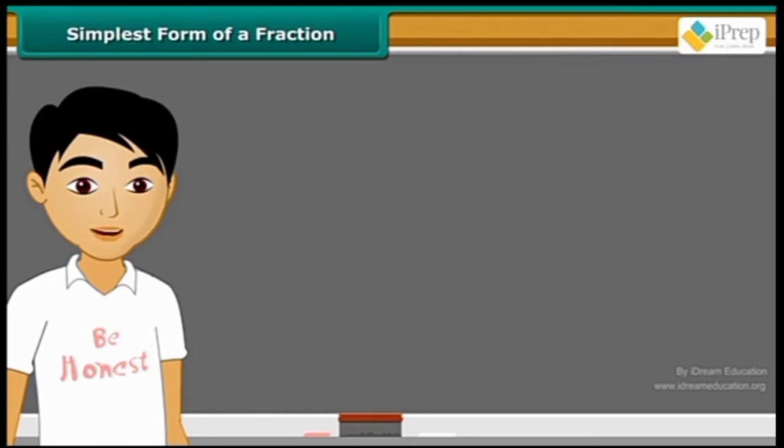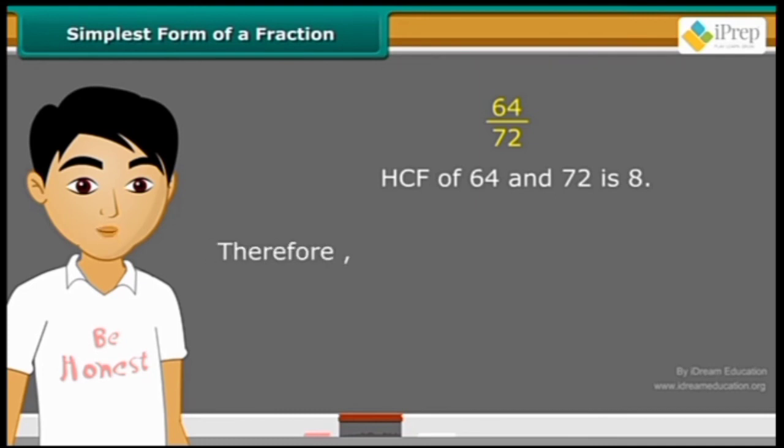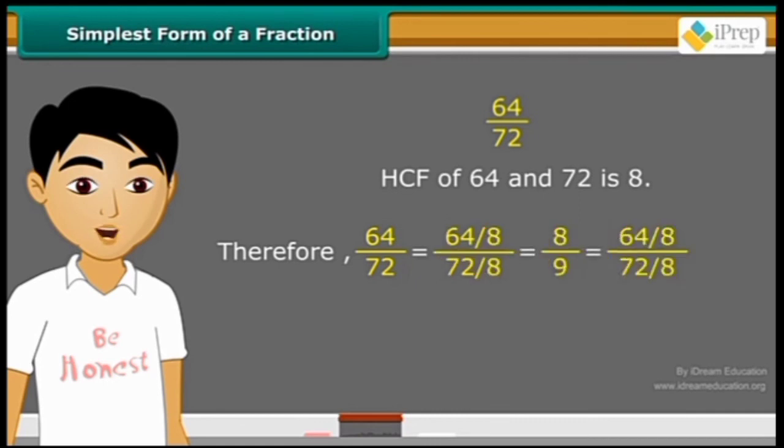Students, the second method to find the equivalent fraction in the simplest form is to find the HCF of the numerator and denominator and then divide both of them by the HCF. Consider fraction 64 upon 72. The HCF of 64 and 72 is 8. We get new fraction 8 upon 9 on dividing the numerator and denominator both by HCF.